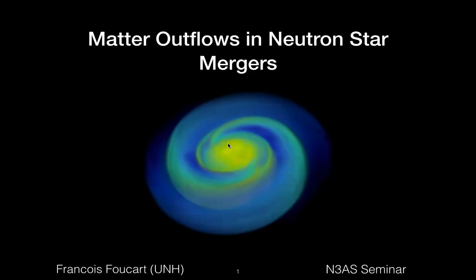And then after that, I'd like to move to what the main limitations of simulations are at the moment and how that can impact our ability to extract physical information from observations of neutron star and black hole neutron star mergers, in particular information about nuclear physics in these systems.